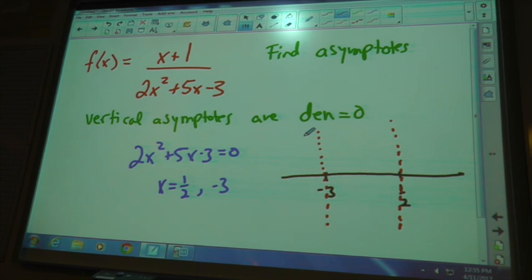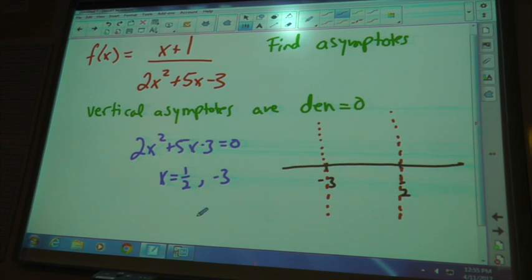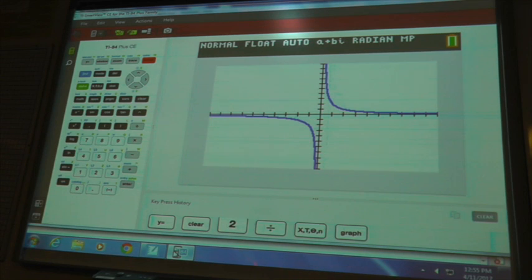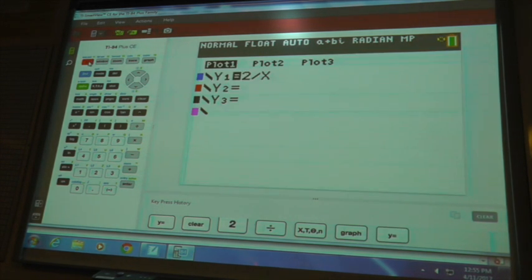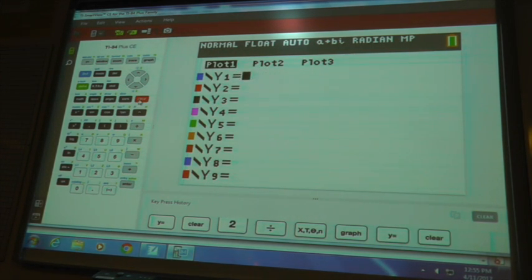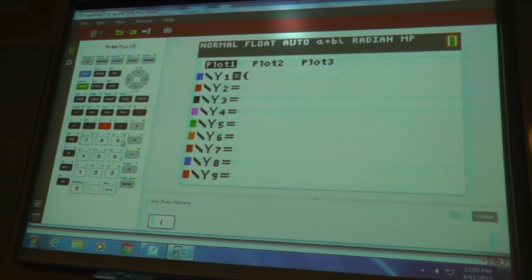Now what happens in between? Well, I don't know. So what do I do when I don't know? Just quit, go home. Calculator. X minus 1, times x plus 1.